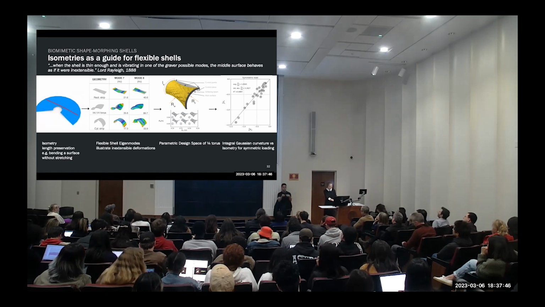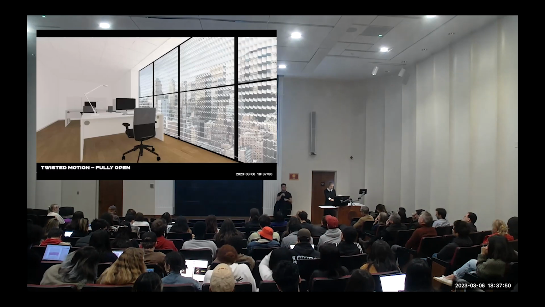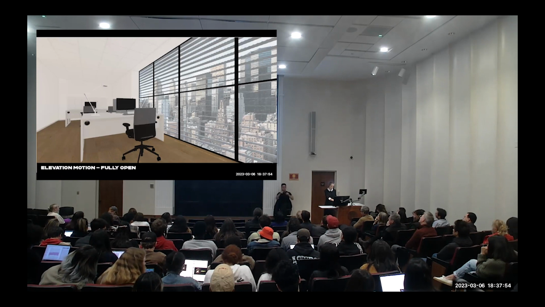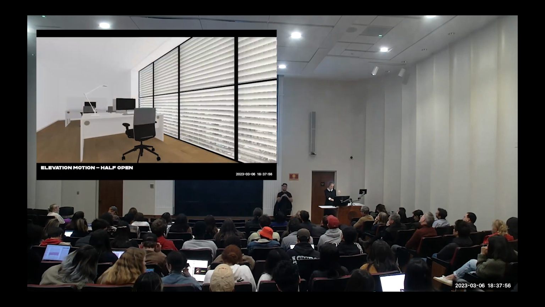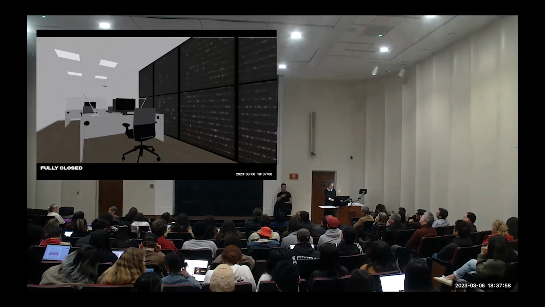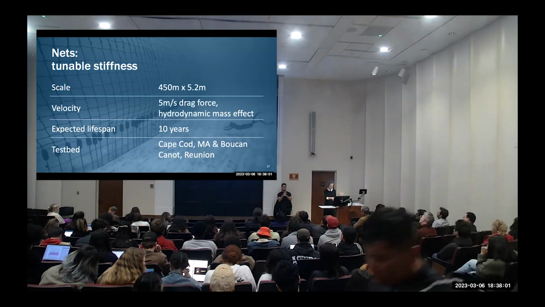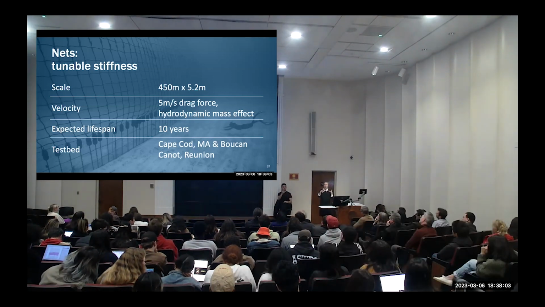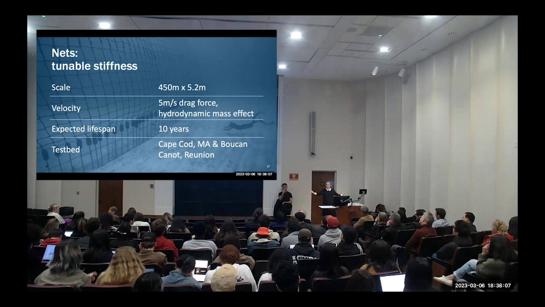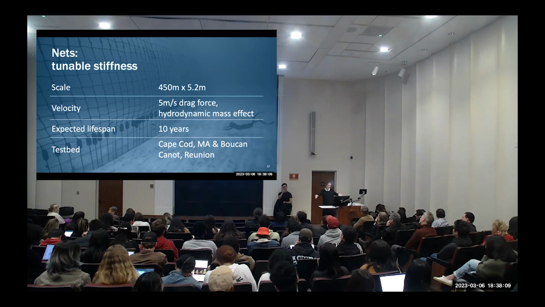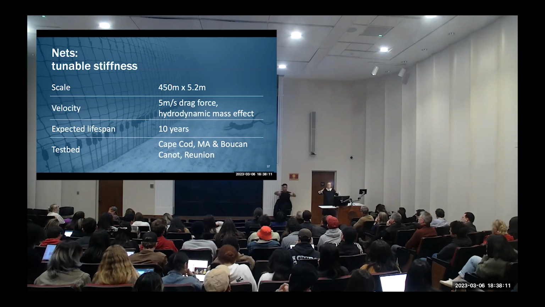And so we imagined this in an adaptive facade. So this is when it's twisted, fully open, twisted, fully open, and half open. So that was using flexible shells at a smaller scale, because with flexible shells, if you go beyond 1 meter, gravity really starts playing a role, and these things just start drooping. So that works on the smaller scale.